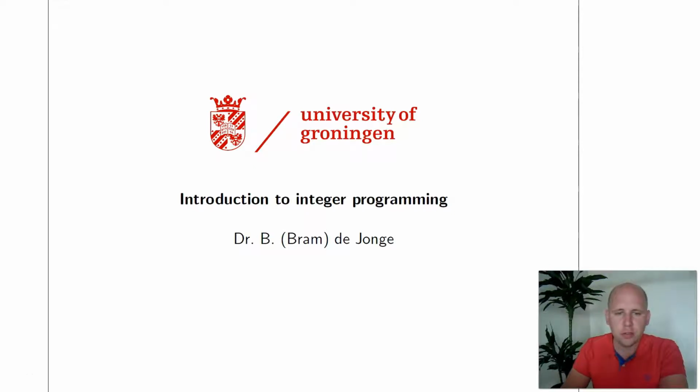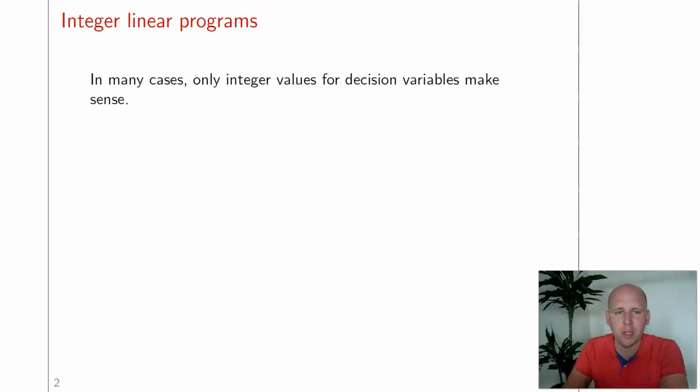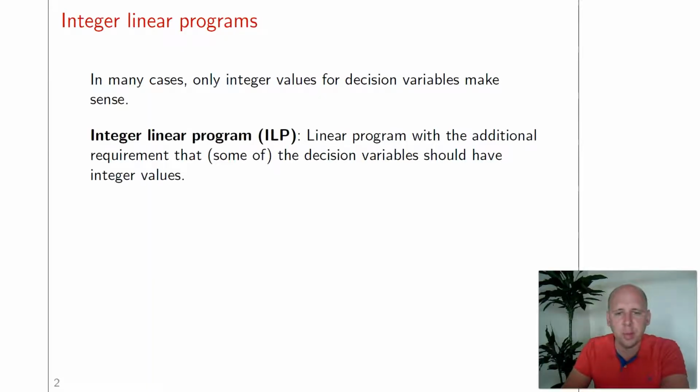This is the first introduction to integer programming. In many situations it only makes sense if decision variables take integer values. And if we add that to the linear programs that we have already seen before, then we are in the area of integer linear programming. So an integer linear program is just a linear program, but with the additional requirement that at least part of the decision variables can only take integer values.